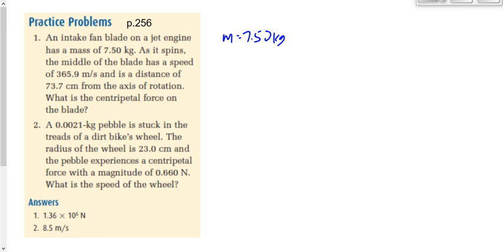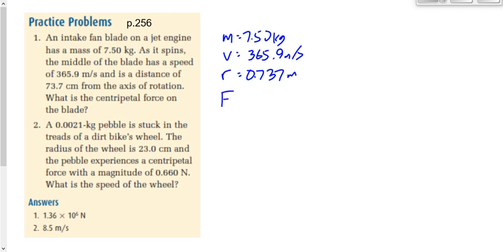We know that the speed of the middle of the blade is 365.9 meters per second and is a distance of 0.737 meters from the axis of rotation. That's going to be what? Diameter or radius? From the axis of rotation is defined as the radius, right? Not the diameter. It's the radius.